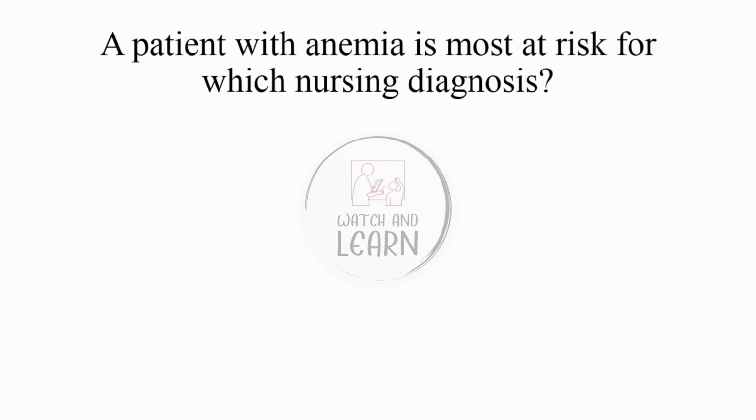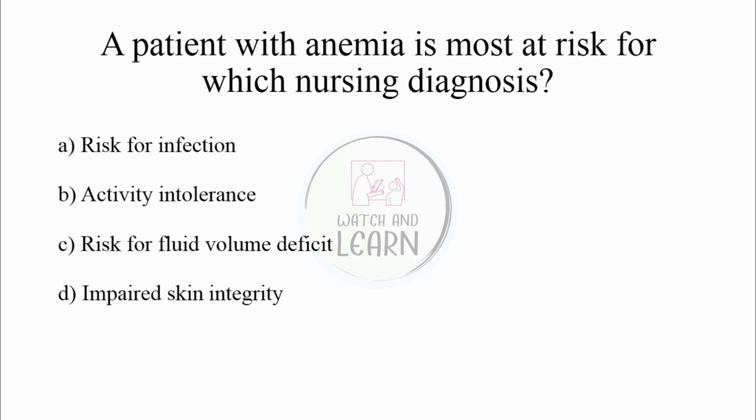A patient with anemia is most at risk for which nursing diagnosis? Options are: option A, risk for infection; option B, activity intolerance; option C, risk for fluid volume deficit; option D, impaired skin integrity. The right answer is answer B, activity intolerance.